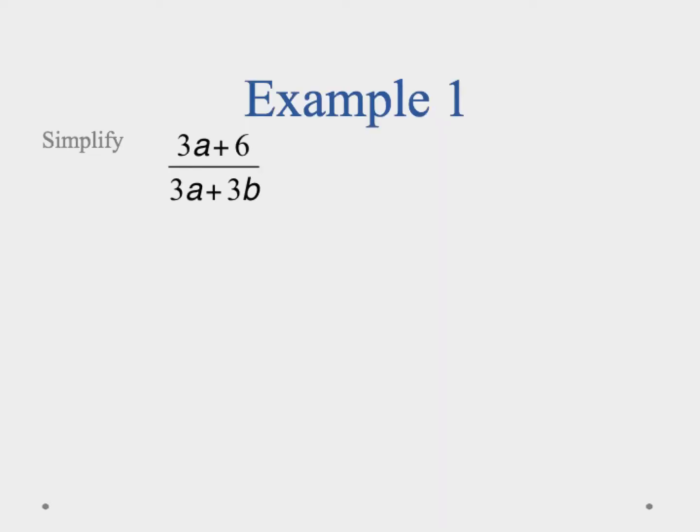Example number 1 says to simplify 3a plus 6 divided by 3a plus 3b. So first let's look at 3a plus 6. They both have a 3 in common, so I would pull out the 3. So I would factor the 3 and have a plus 2 left. If I distribute, I get 3a plus 6.